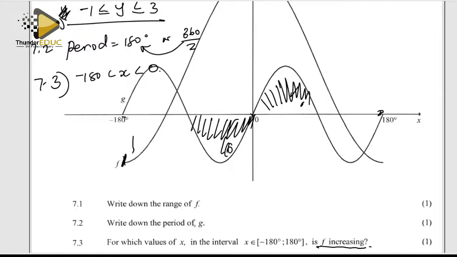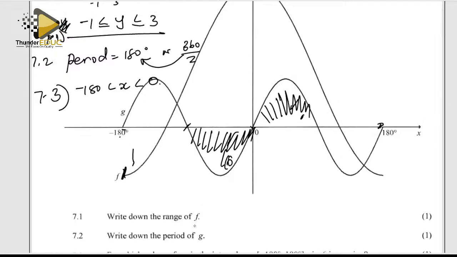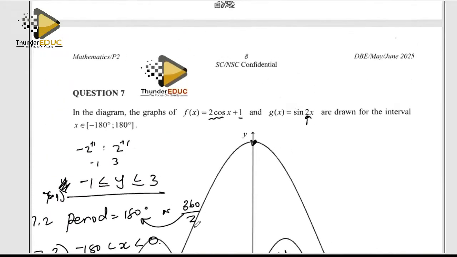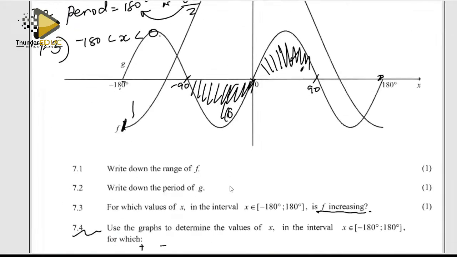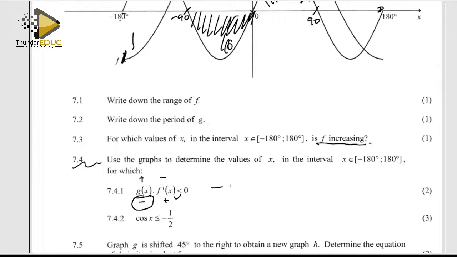But we know that if this is -180, this is the graph of G, which one is equivalent to 0, which is a 90. So this is going to be like a -90, and then this is going to be like a +90. So the answer for that is going to be -90 is less than x is less than +90. So that is how we would have answered that.